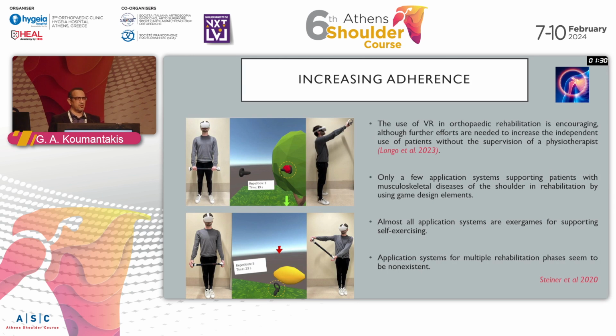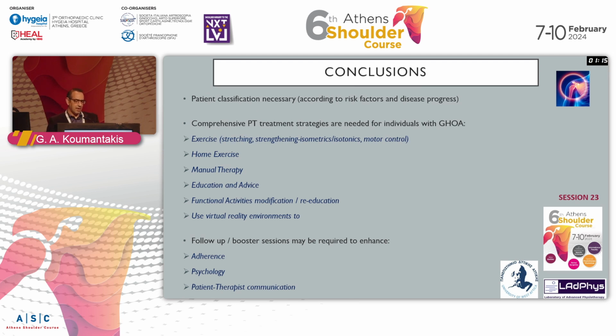And also to increase adherence, lately there have been publications reporting on virtual reality and how it can be used for rehabilitation of patients with glenohumeral arthritis. So to conclude, the patient classification is necessary if we want to really understand the effectiveness of physiotherapy in different types of patients. Comprehensive physical therapy treatment strategies are needed for individuals with glenohumeral arthritis. Those are exercise approaches, home exercise, which has to complement the physiotherapy visits, manual therapy, education and advice, functional activities modification and re-education about those, and the use of virtual reality environments to improve adherence.